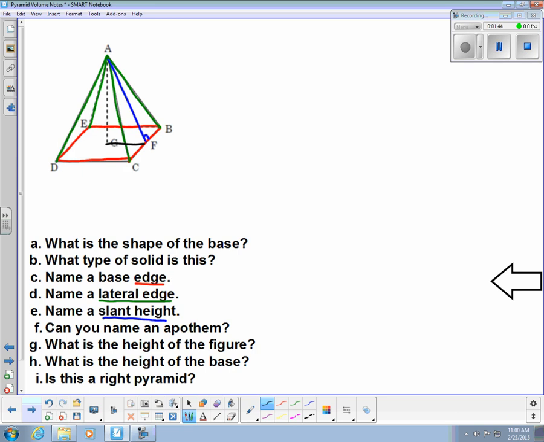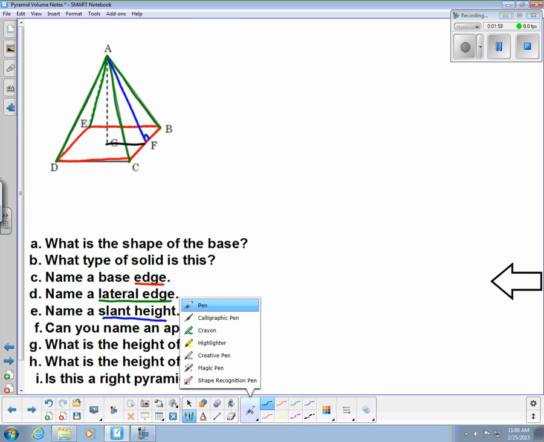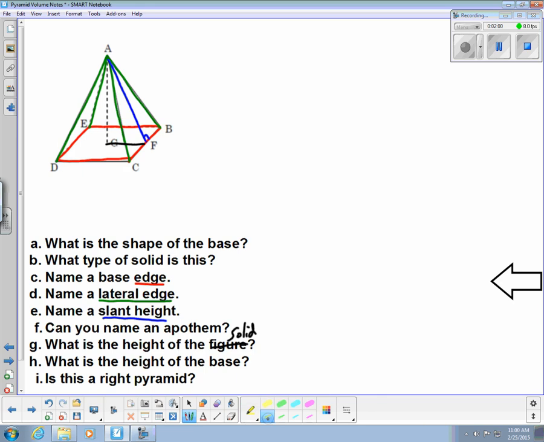And then what is the height of this figure? In this figure, we're talking about the solid. So what is the height of this solid? The height of this solid, I'm going to highlight that. I'm going to go to my highlighter here. And the height of this solid is this yellow part right here. We know this is a right prism as long as that height is at a right angle to the base.